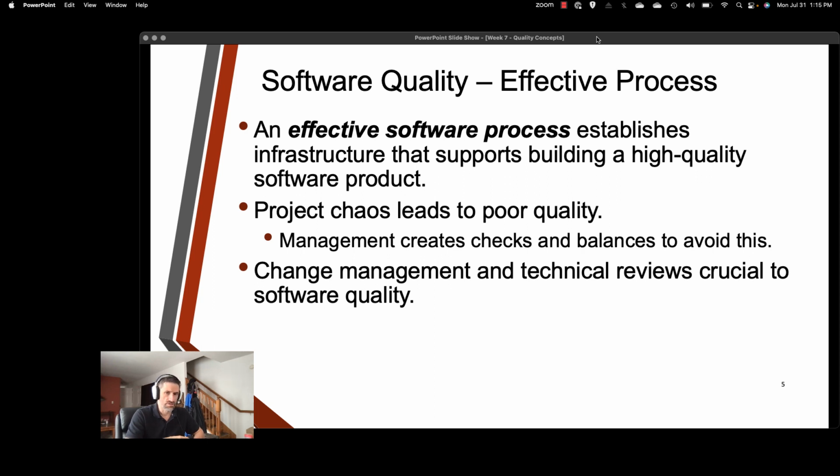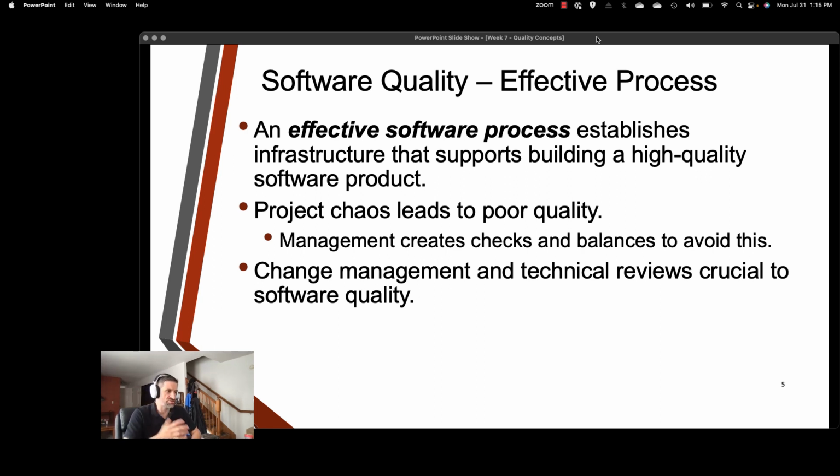All right. So an effective software process establishes infrastructure that supports building a high-quality software product. What this basically means is that our processes need to be established. They need to be something that everybody who's using them has been trained in or knows how to use them, and they're confident in their use. That is going to lead us to a high-quality software product.